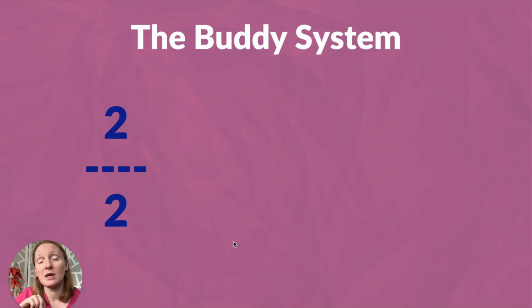The first concept I want to explain to you is called the buddy system, and this is not a trick question that I'm about to ask you. If I was going to write a fraction, and on that fraction, I put a 2 in the top, which is the numerator, and I put another 2 in the bottom, which is a denominator, what is that fraction equal to? If you said the answer is 1, you are correct. It is not a trick question. I never ask trick questions, okay?